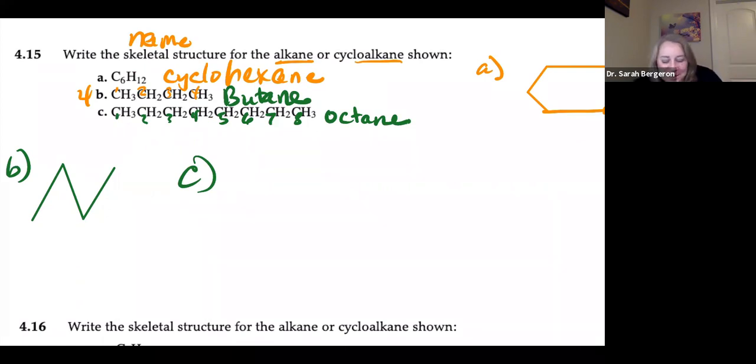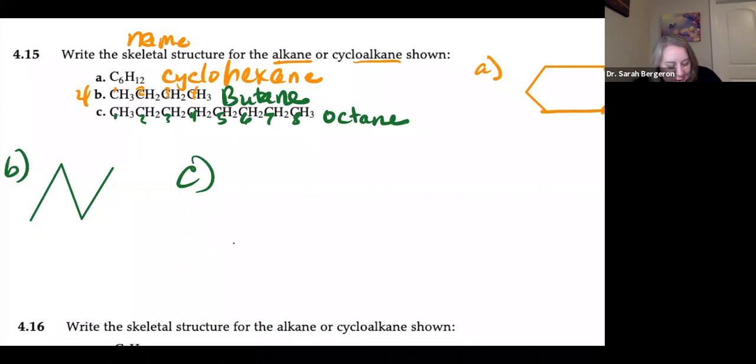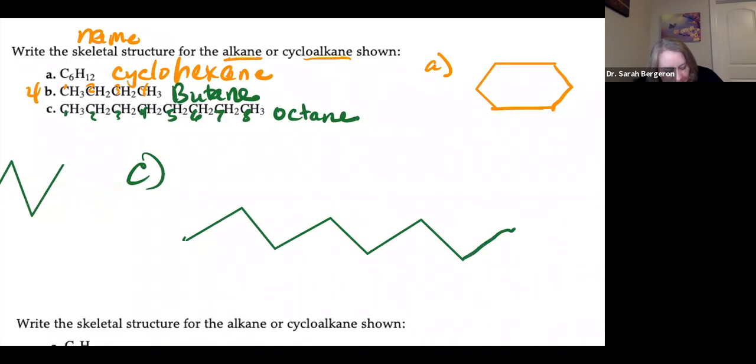Okay, so C, we want 8 carbons. So I'm going to start wherever I start with. That's my first carbon. So 1, 2, 3, 4, 5, 6, 7, 8. So I'm going to count them. 1, 2, 3, 4, 5, 6, 7, 8. And we got it. Okay. And remember, don't leave your numbers. Okay. Don't leave your numbers.